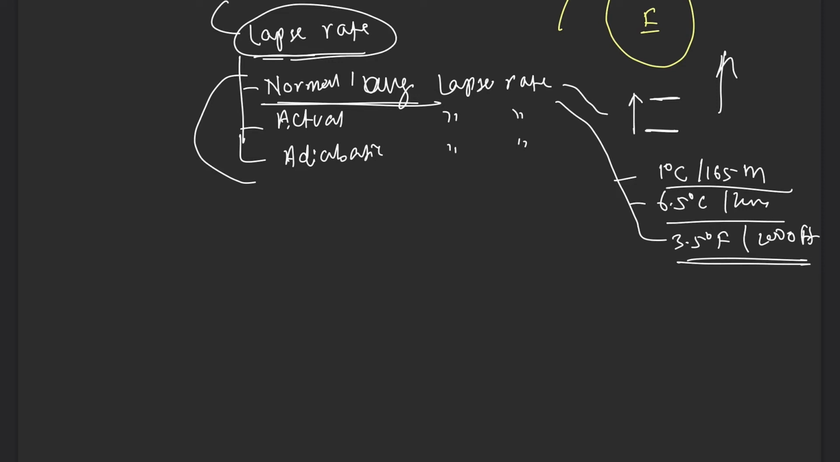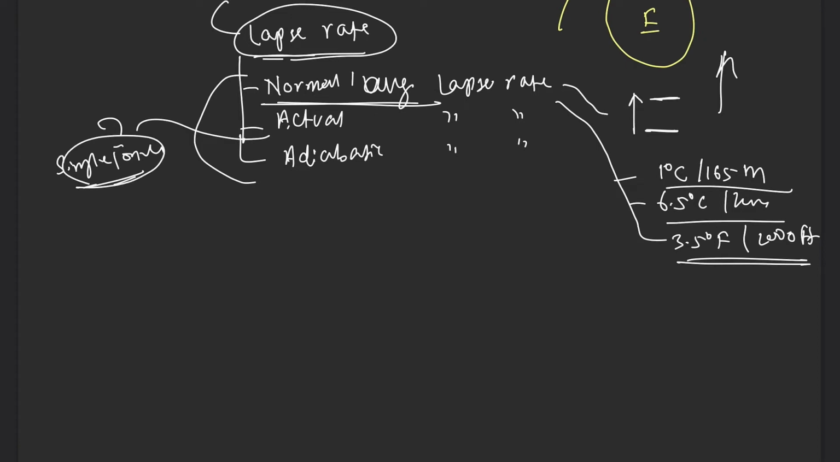What is the actual lapse rate? Actual lapse rate means the lapse rate at a particular time. This is a single, one-time measurement. The normal lapse rate is the average of different actual lapse rates, right?